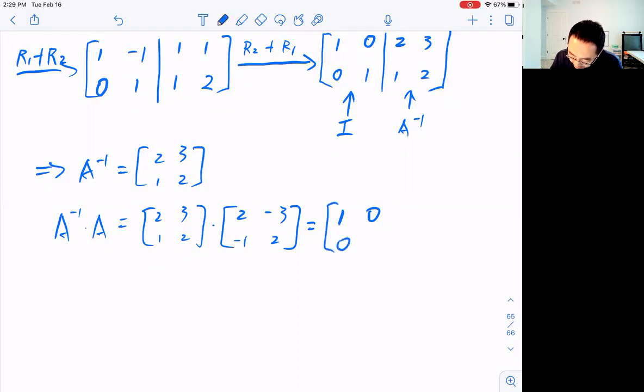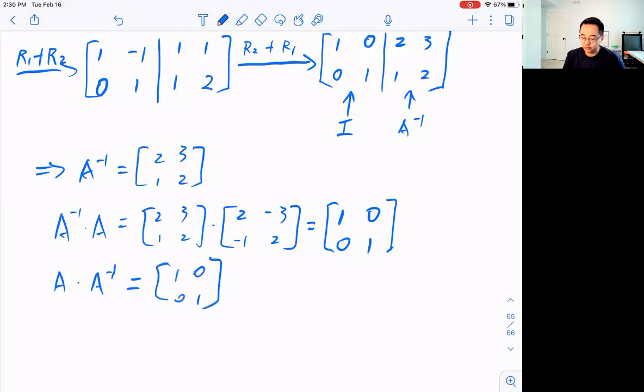Then finally, the last number in here is this number times this number plus this number times this number. If you do the math, it indeed gives you +1. Then you need to verify A times A inverse also equals 1, 0, 0, 1. I'll leave you to do that yourself, and you'll find that that is indeed the case. So our solution is correct.